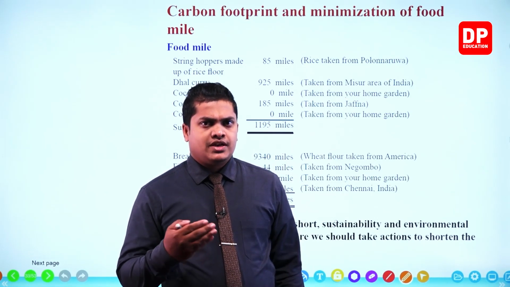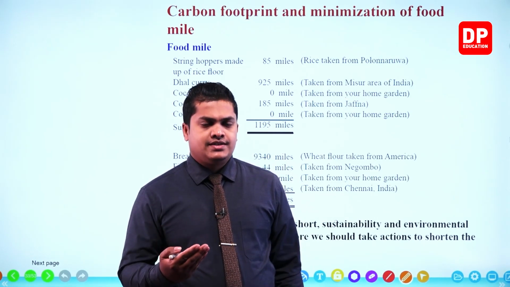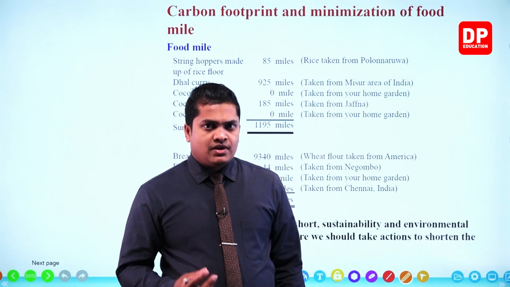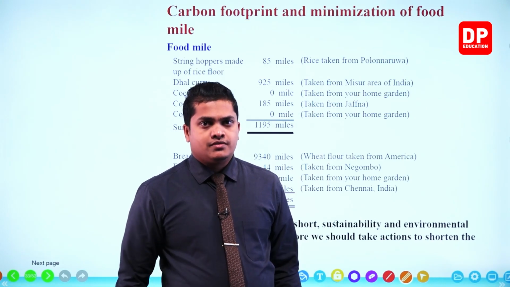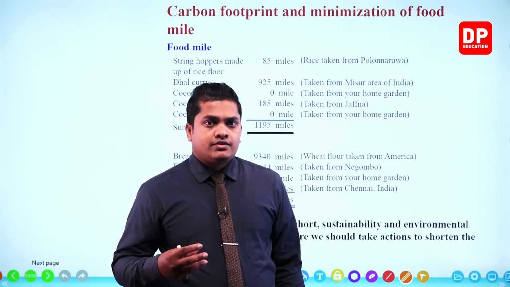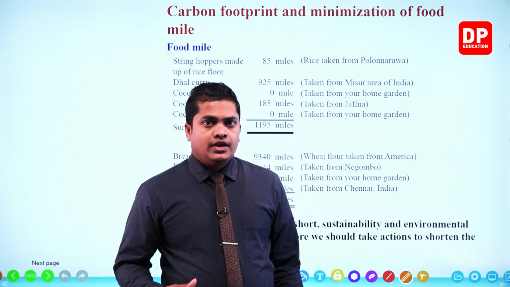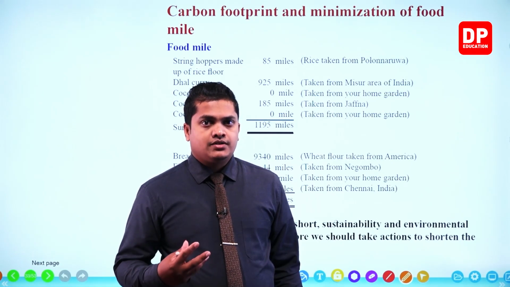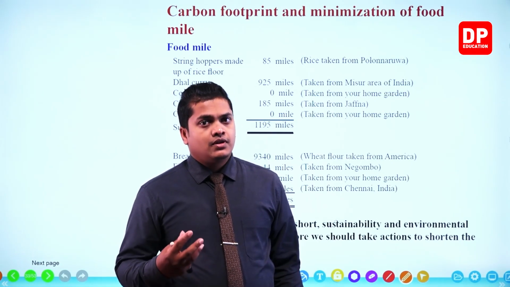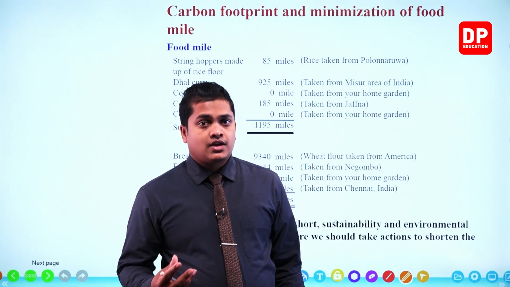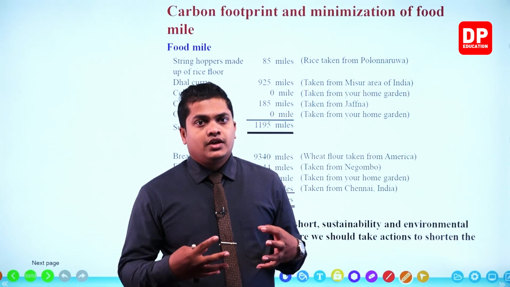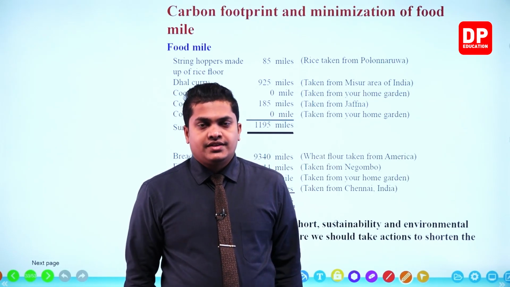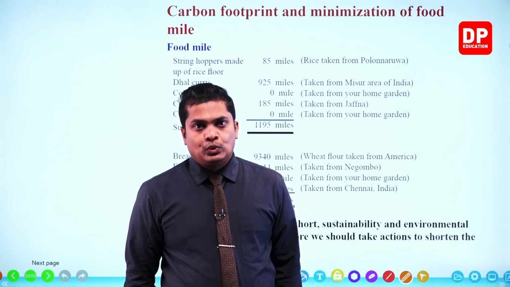So what are the actions that you can take? Like I said, as much as possible, try to consume local foods, okay, and try to grow crops and other kinds of vegetables and other kinds of food items in your home garden. That's the best thing to do in order to minimize the food mile.